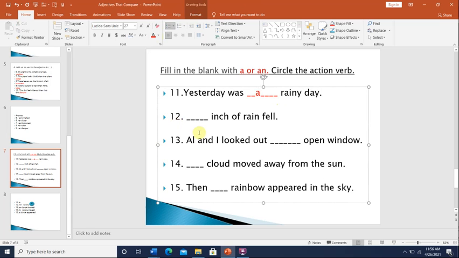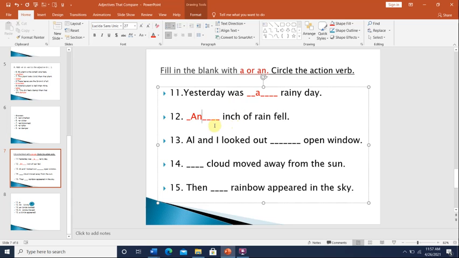Okay, number 12, blank inch of rain fell. Inch here begins with I, which is a vowel, so an inch of rain fell. Okay, so number 11, we didn't circle any verb because there's no action verb. The only verb here is was, which is a linking verb. Remember, linking verb is a verb that is used to link the subject to the rest of the sentence or the predicate. A linking verb is usually a verb to be, and it shows no action.